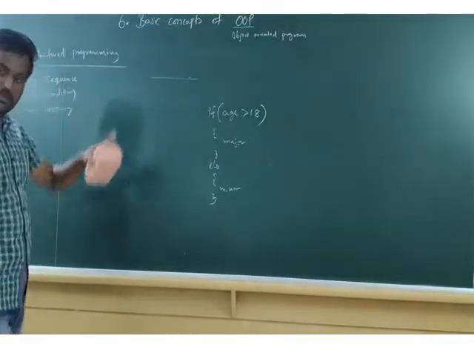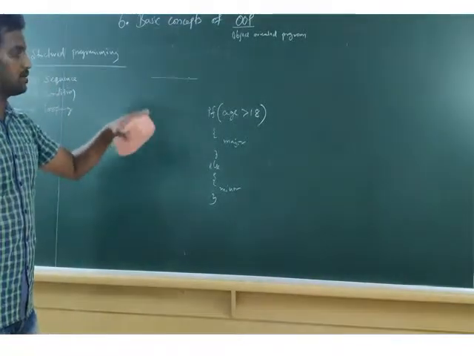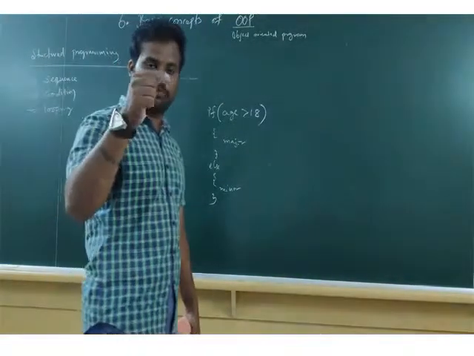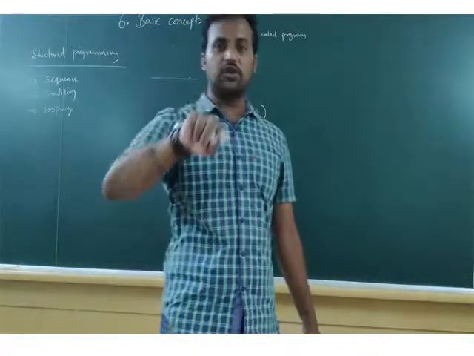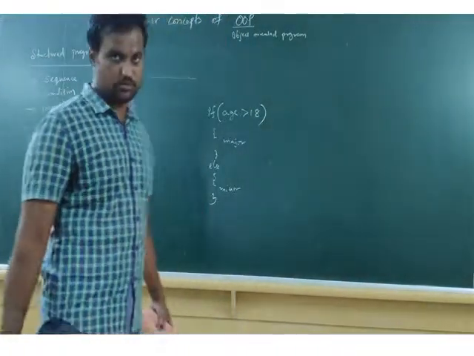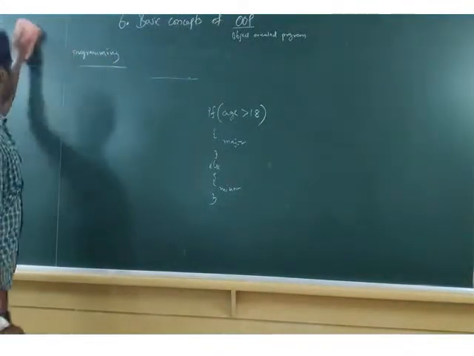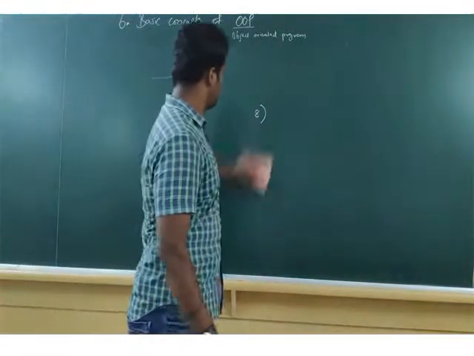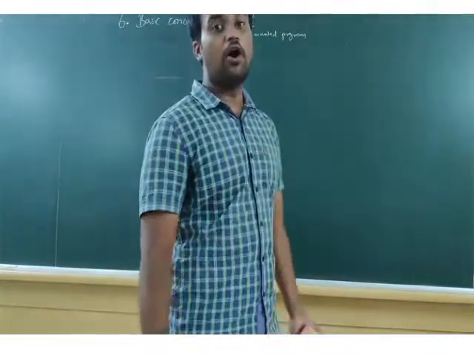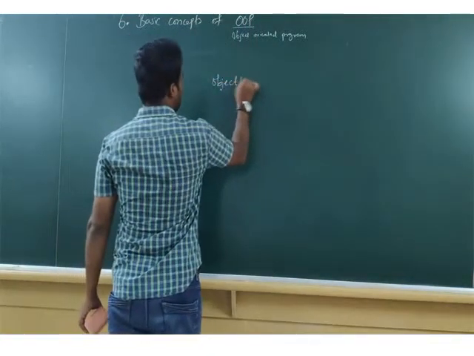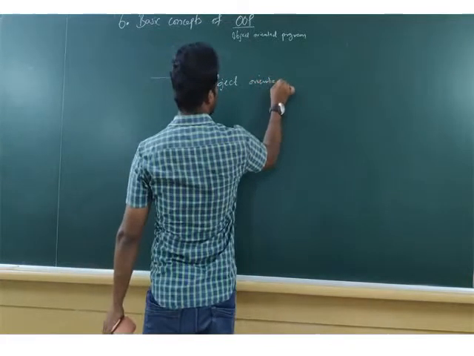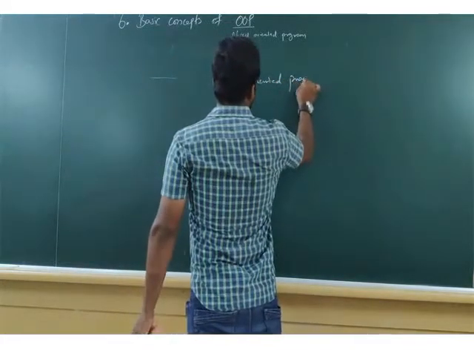Sequence means step by step. Condition means we have to put some condition to meet the output. Looping means how many times we execute the condition to get the desired output. That is the 3 points. Next comes object oriented programming. So here comes object oriented programming.